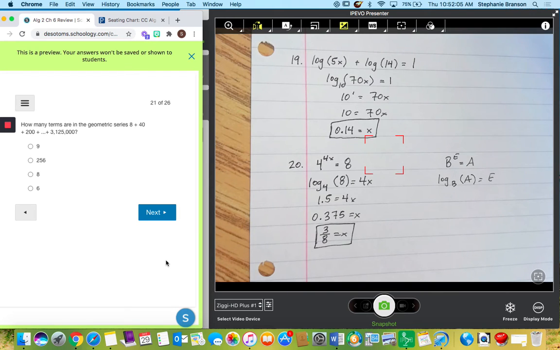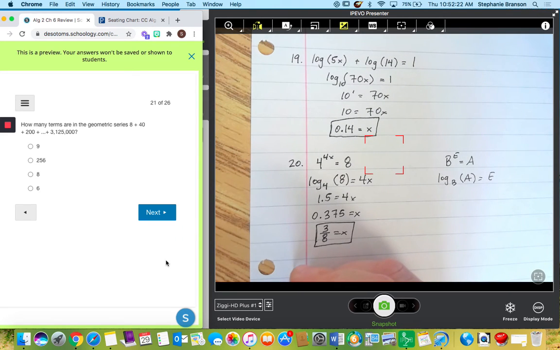All right, 21. How many terms are there in the geometric series 8 plus 40 plus 200 plus ... plus 3,125,000? So how many terms are in this series?